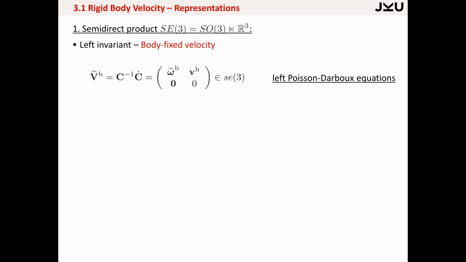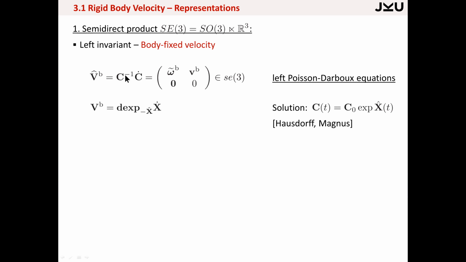Okay, and you can, of course, do the same with the direct product, but let's not go to this. But let's ask, how do we solve this equation? Let's say that they are given, for example, a twist, or let's say a velocity. How do I reconstruct the pose? I mean, how do I reconstruct this homogeneous matrix C?